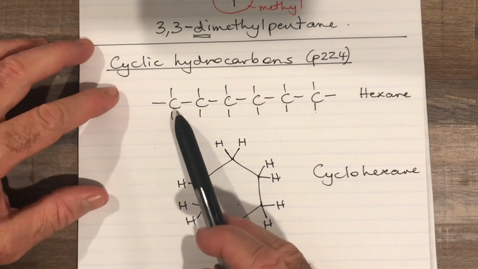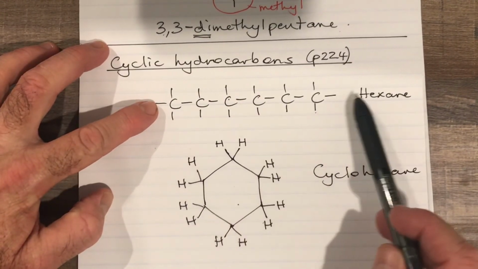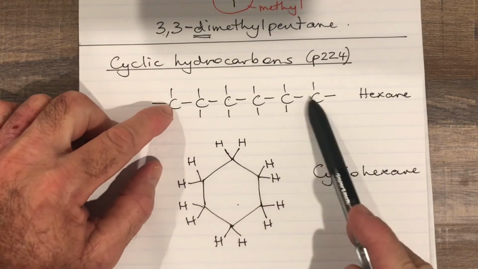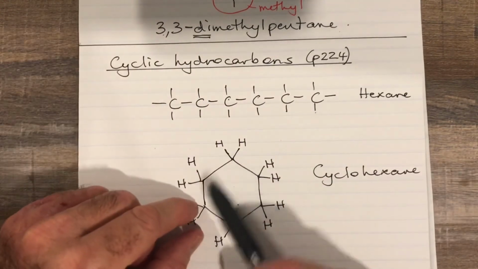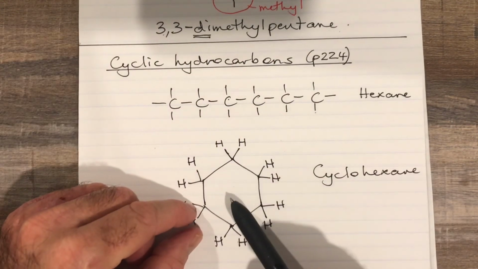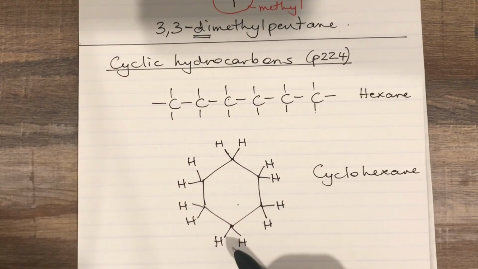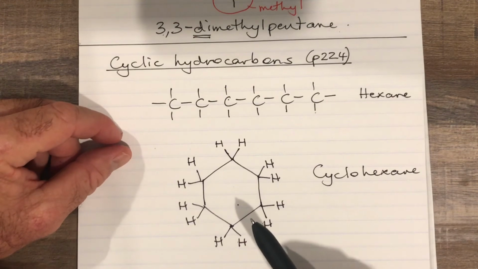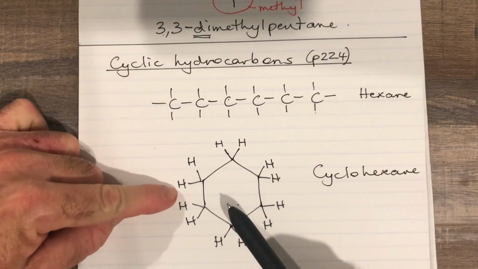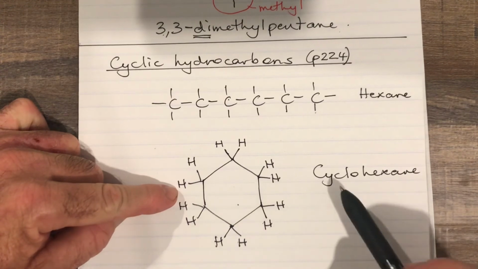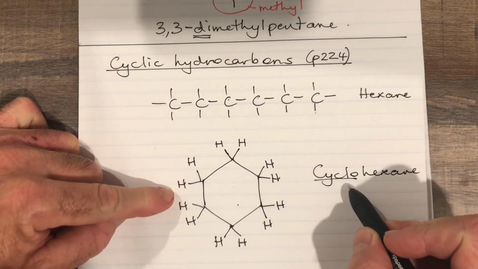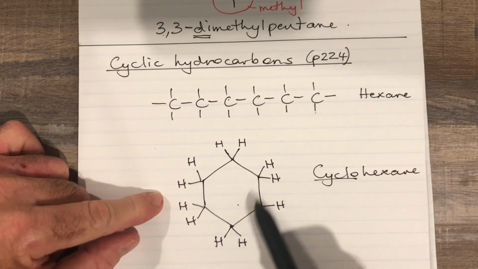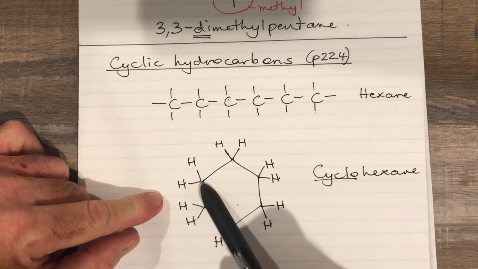So up until now, the main chain has been straight, like in hexane. But quite often the main chain can form itself into a circle, into a cyclic formation. We call these cyclic hydrocarbons. A cyclic hydrocarbon consists of a ring of carbons, and its name includes the prefix cyclo. For example, this one here, cyclohexane, is a ring of 6 carbons, 1, 2, 3, 4, 5, 6.